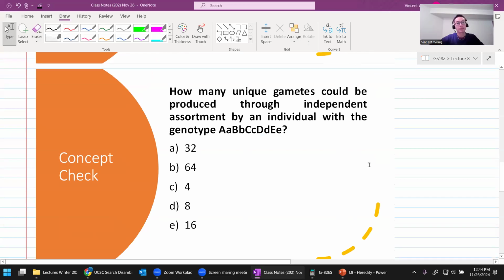How about this one? How many combinations can we create?